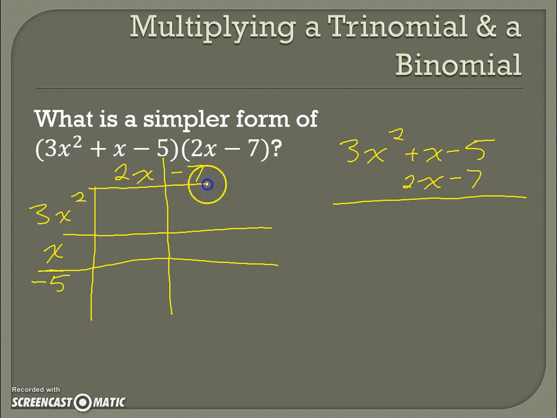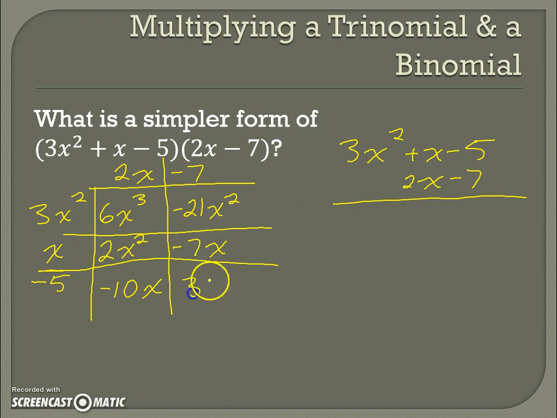So from here, I'm going to just multiply. So 3x squared times 2x is 6x cubed. 3x squared times negative 7 is negative 21x squared. Here I have x times 2x is 2x squared. X times negative 7 is negative 7x. Negative 5 times 2x is negative 10x. Negative 5 times negative 7 is positive 35. All right, so there are all my terms.